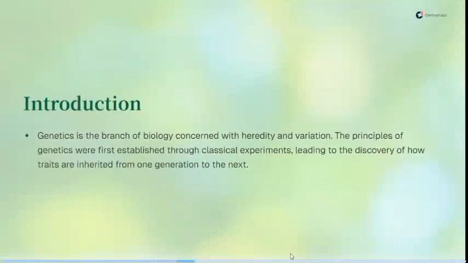First, we will explain what genetics is. Genetics is a branch of biology concerned with heredity and variation. So when you hear the word genetics, you should always remember something that has to do with heredity and also variation. The principles of genetics were first established through classical experiments, leading to the discovery of how traits are inherited from one generation to another. So let's see what progress has gone so far in genetics.